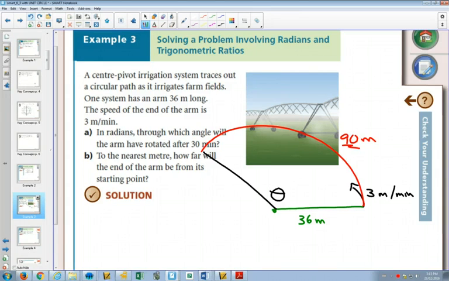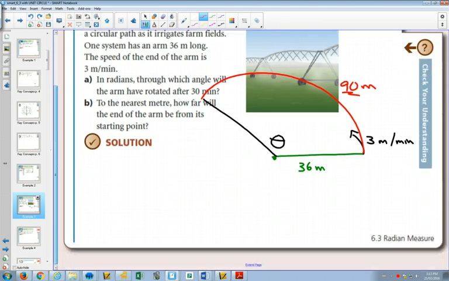What do we know? We know we have a portion of the circumference. So what you're going to do on your exam and on your test is you're going to go right to your formula sheet and you're going to pull up your formula for arc length in radians.